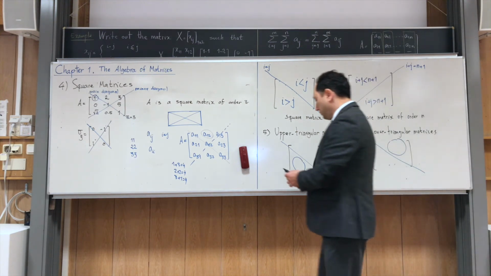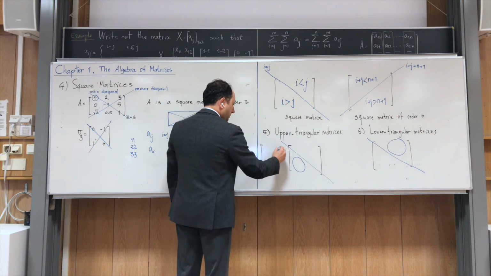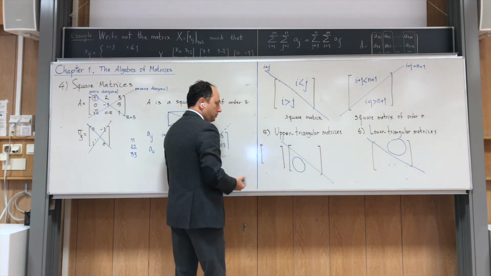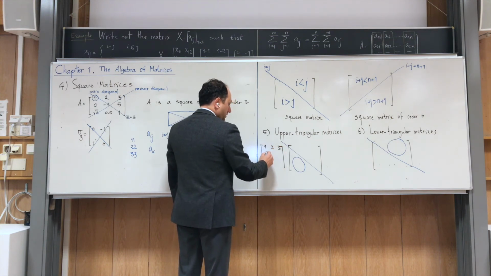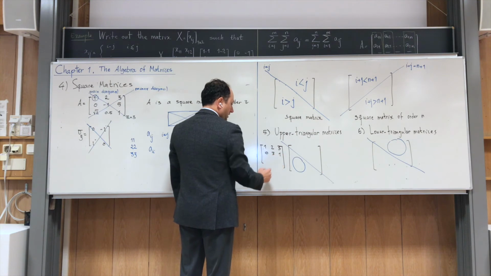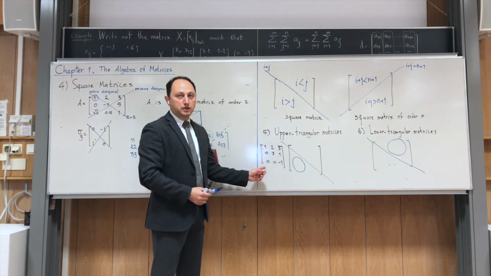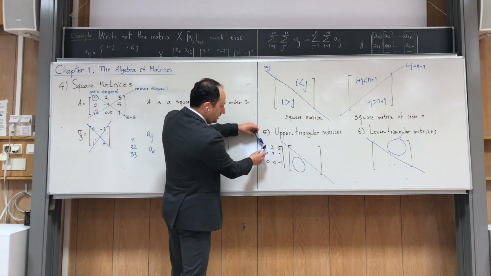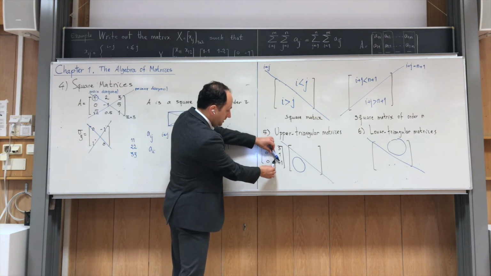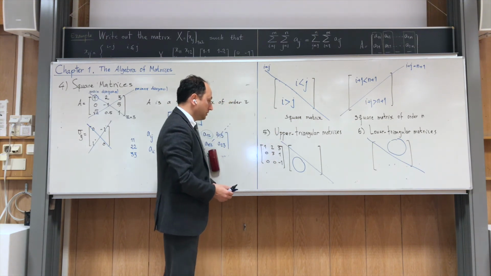Okay, so for example, if I want to give you some examples here, this is an example of a 3 by 3 upper triangular matrix. For example, 1, 2, 3, then I can have 0, 7, 1, then I can have 0, 0, minus 1. So this is an upper triangular matrix of order 3. Why? Because if you consider this as the main diagonal, everything below, you see I have a block of zeros there. So that's an upper triangular matrix.